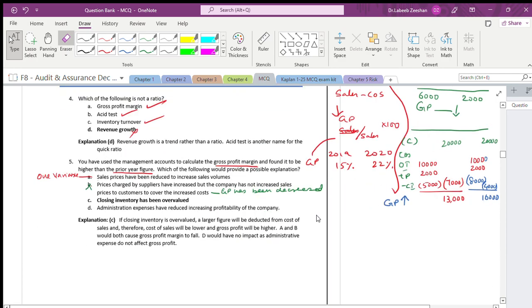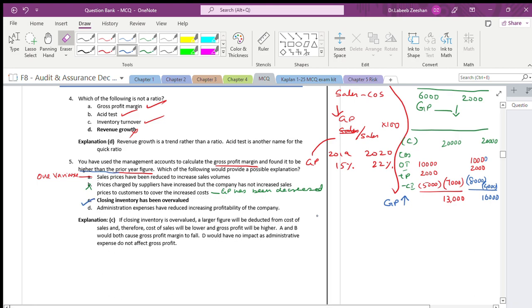Is it that the gross profit has been increased? What are they asking? They say that it was found to be higher than the previous year. Is it right? Because of what? Here, what is the result? The gross profit is 13,000. What is the reason? The reason is because of the inventory. You have to work like this.